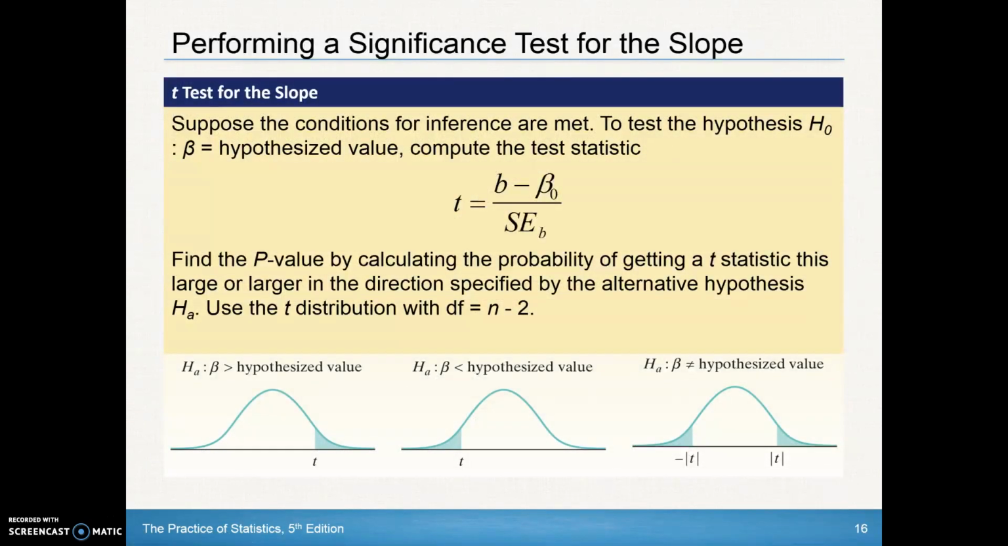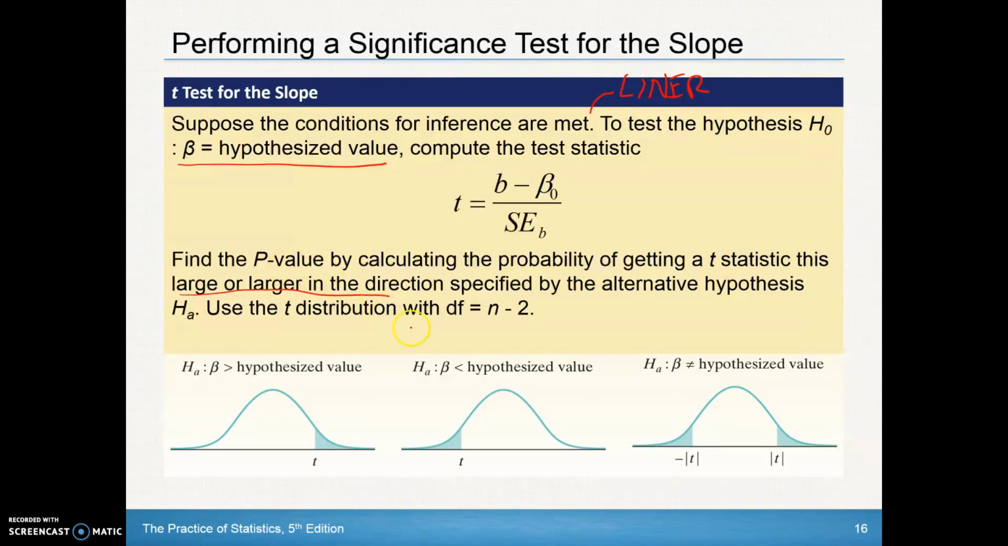Again, suppose the conditions for inference are met. That goes back to our LINER in box 2, so we'll assume those are met. To test the null hypothesis, whatever value we have, we compute that test statistic, generally by technology. And we'll find the p-value by calculating the probability of getting a t-statistic that is this large or larger, or that value or more extreme.